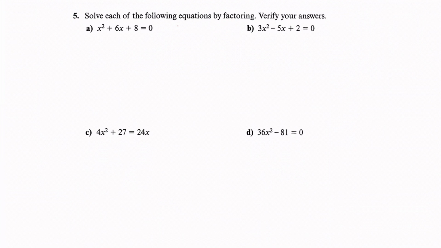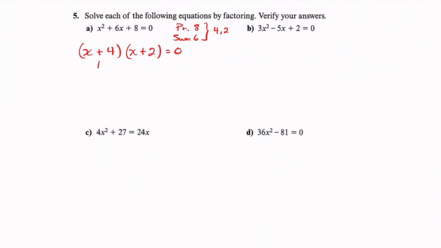So in this case, I can do my product and my sum. My product is 8, and my sum is 6. So I've got to multiply to 8 and sum to 6. The two numbers that do that are 4 and 2. Then our brackets are going to be (x + 4)(x + 2) = 0. Don't forget the equals 0.